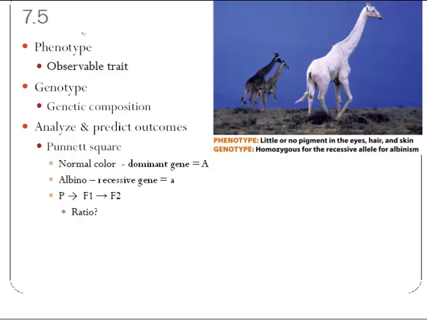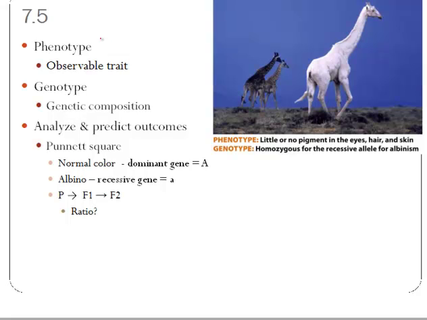Right, some more terminology that we'll need for this chapter. First one is phenotype. And phenotype is what something looks like. That's the characteristic that you observe or that you see. An example of that would be these giraffes.